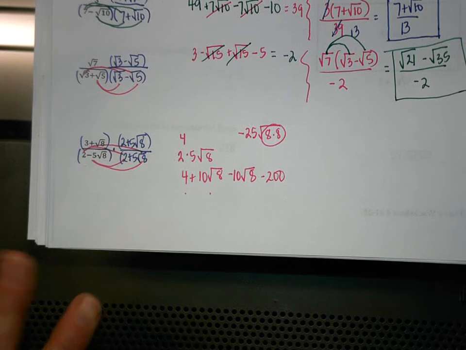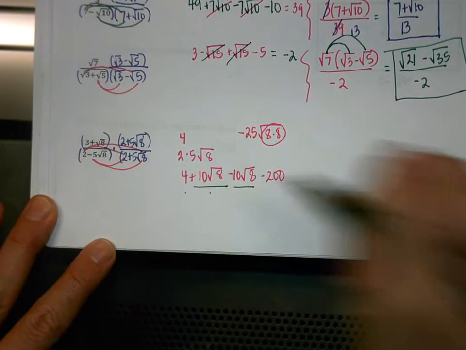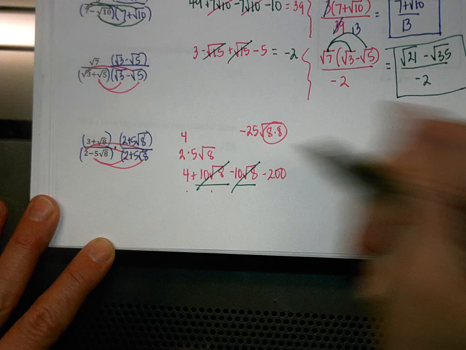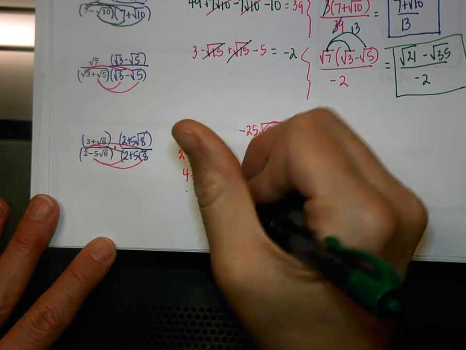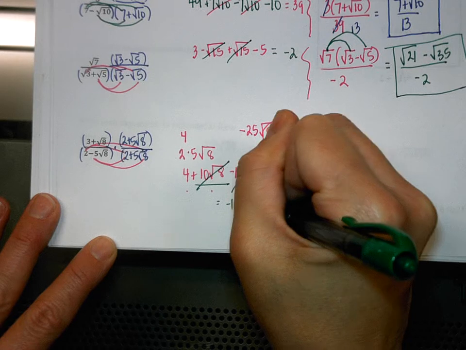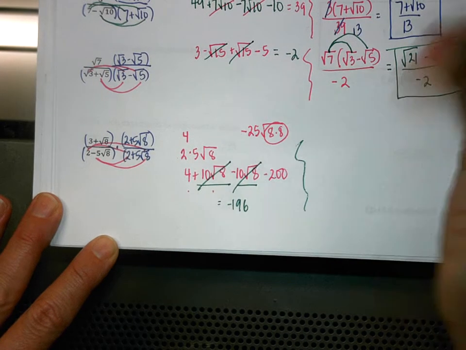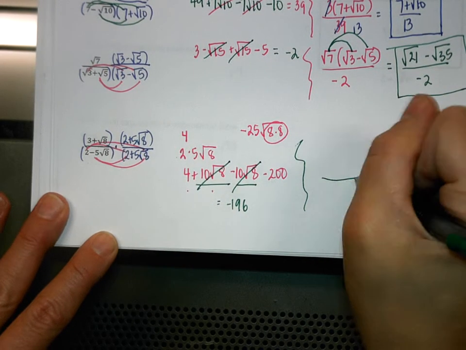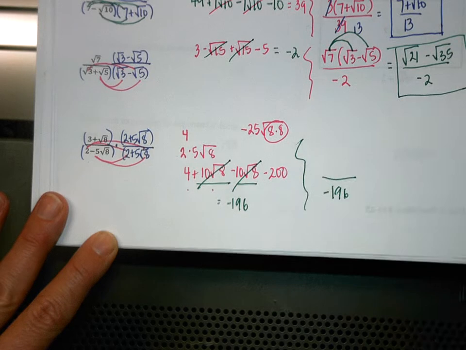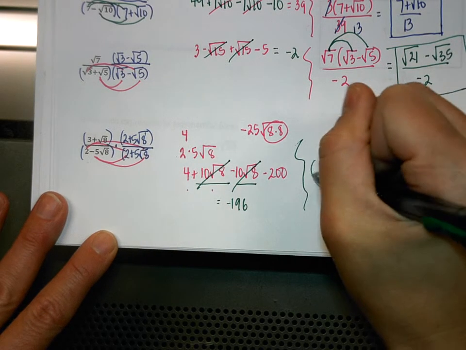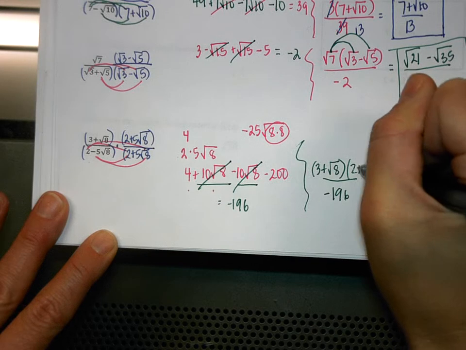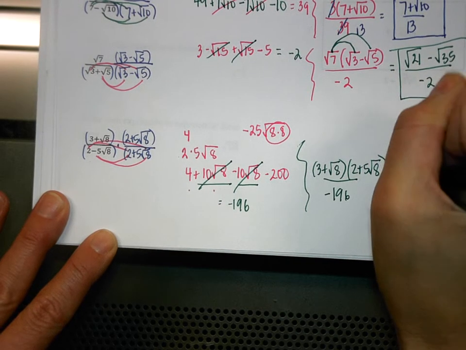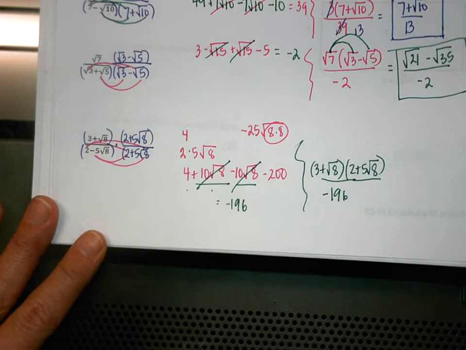So again, our roots cancel out. And we have 4 minus 200, which makes what? Negative 196. Okay, so right now, my denominator is negative 196, and the numerator is 3 plus root 8 times 2 plus 5 root 8. So what do we need to do now?